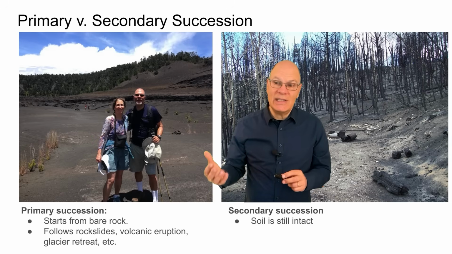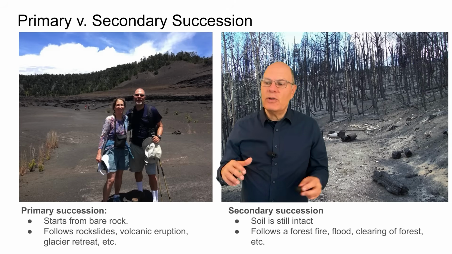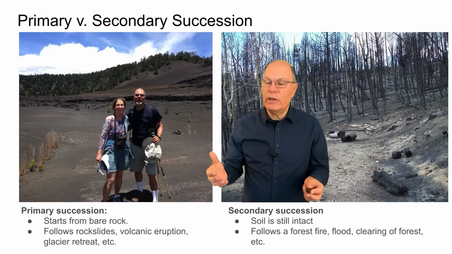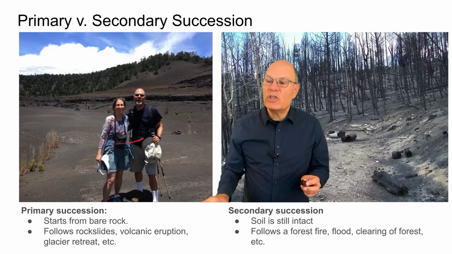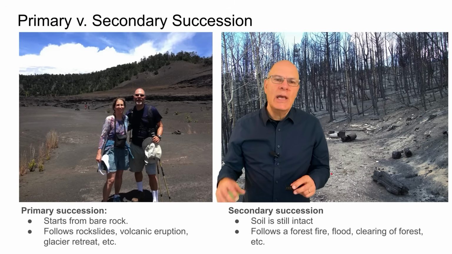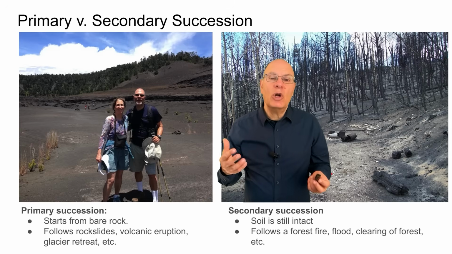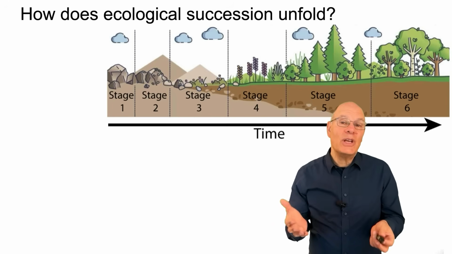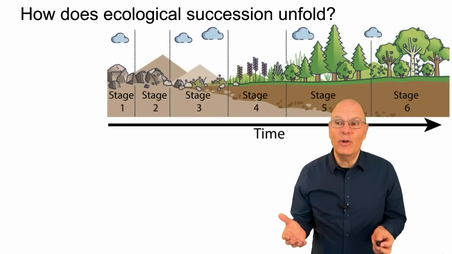On the right, we have secondary succession. The soil is still intact, and it follows a fire, a flood, a clearing of forest, etc. Because the soil's already present, the process can occur much more quickly. How does ecological succession unfold?